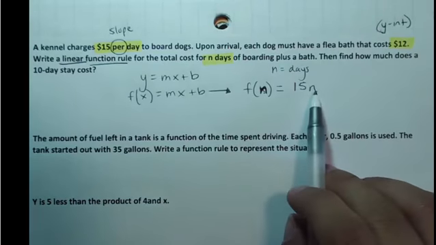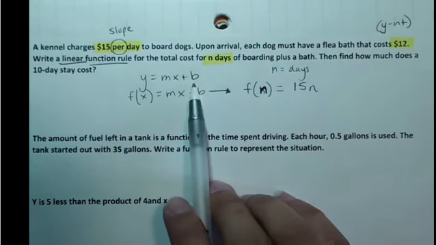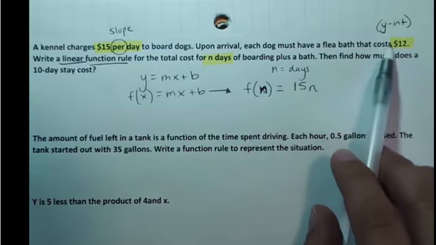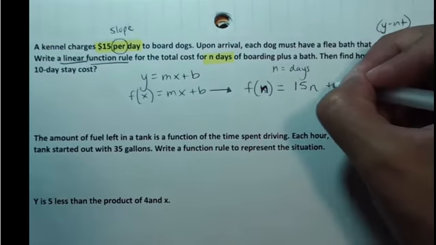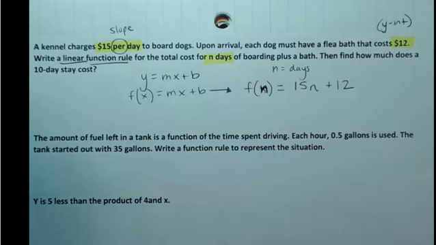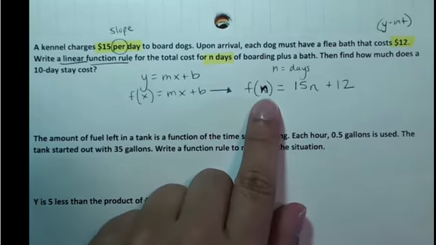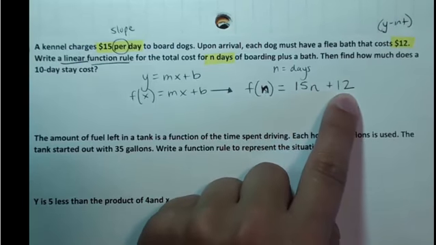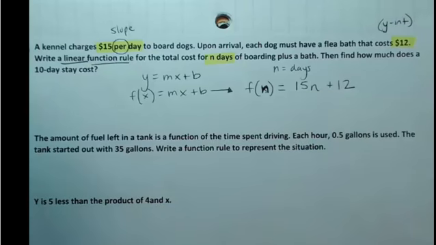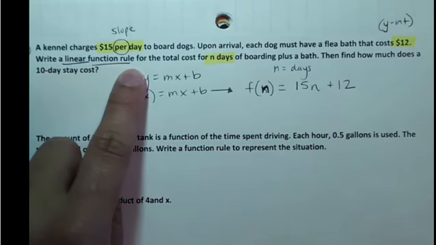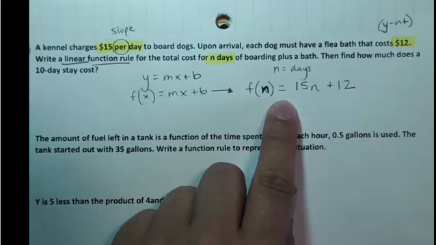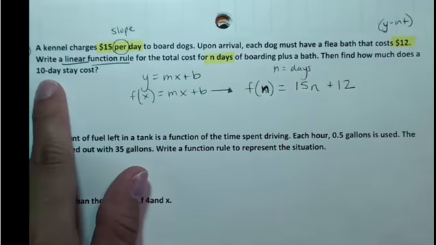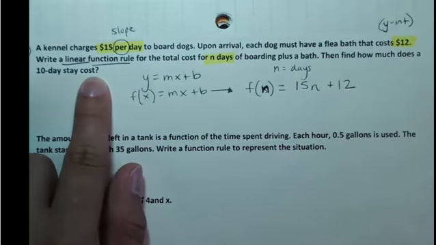So again, $15 per day. The b represents my one-time fee, or in this case my y-intercept, which would be $12 for that flea bath. So your equation here would be f of n, which represents days, is $15 per day plus the $12 bath. So that's the first thing. Write a linear function rule for the total cost. We did that. Next thing is find how much does a 10-day stay cost.